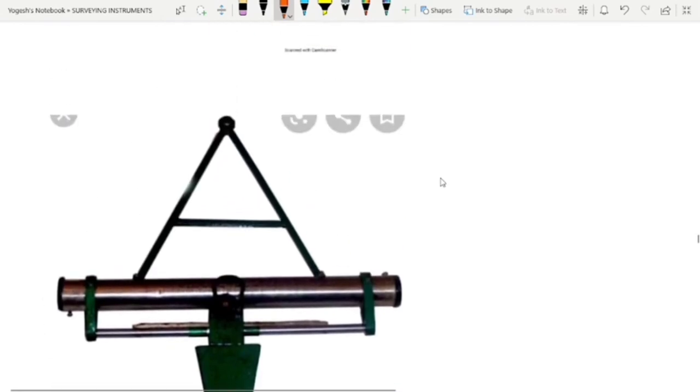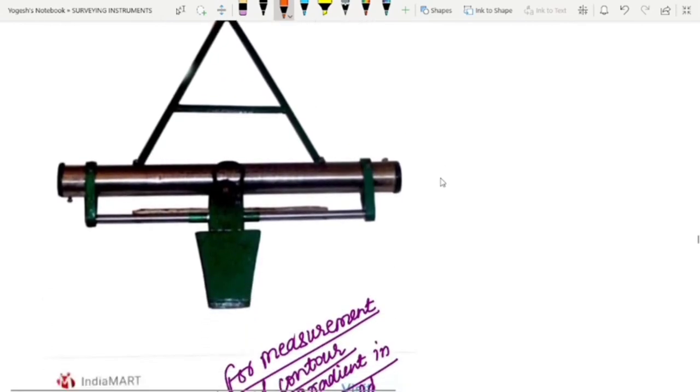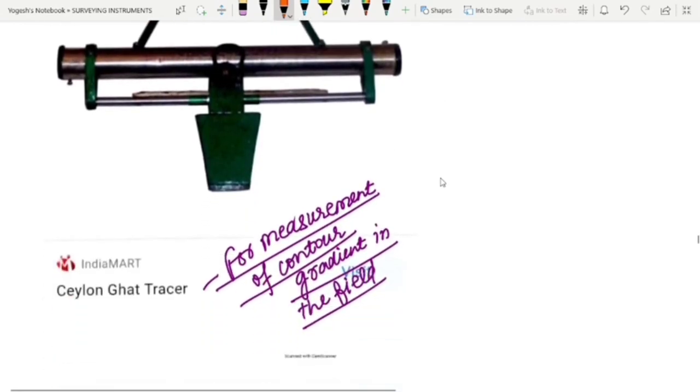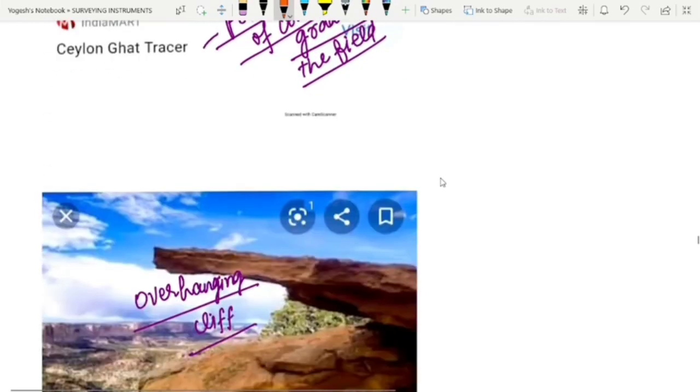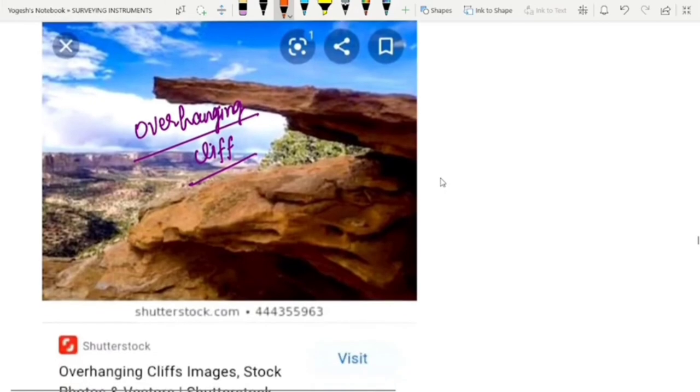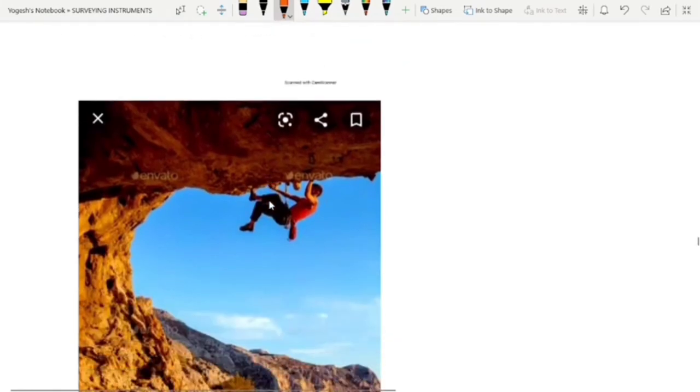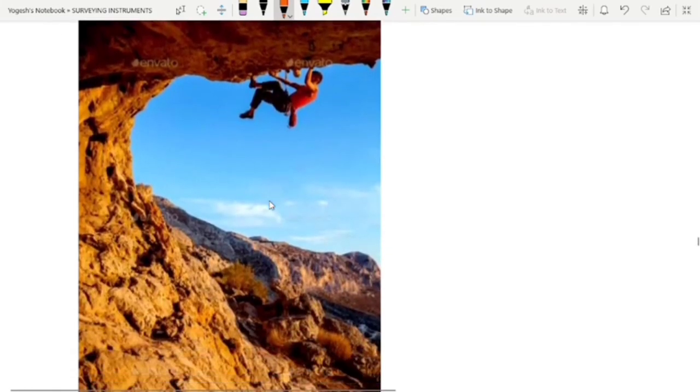Basically the Ceylon Ghat tracer is used for the measurement of the contour gradient in the field. This is the overhanging cliff here. Two lines of different elevation cross each other in the overhanging cliff. This is also an example of the overhanging cliff.